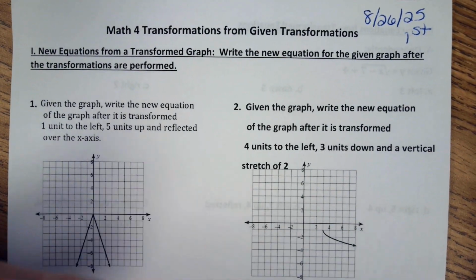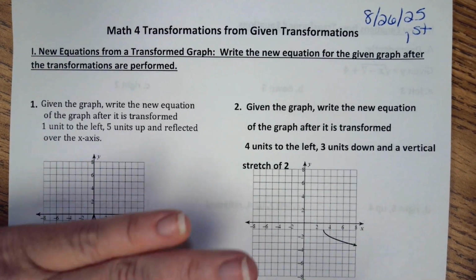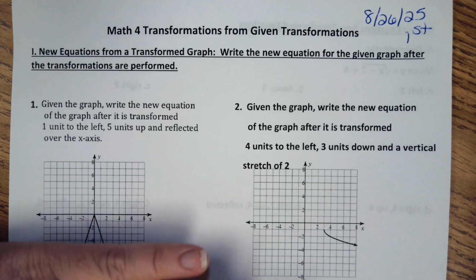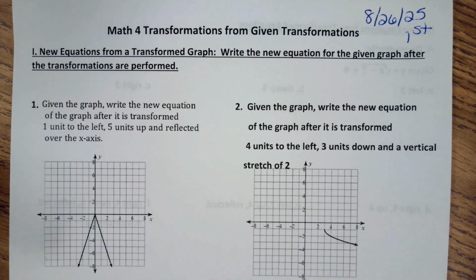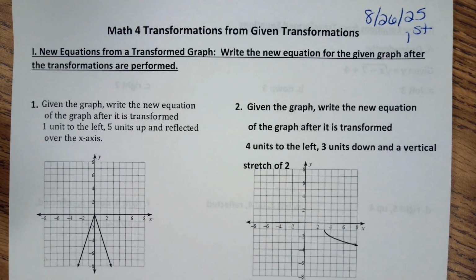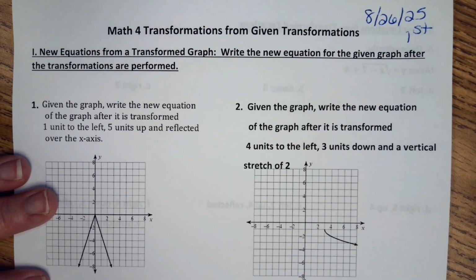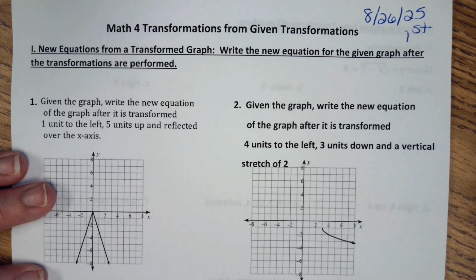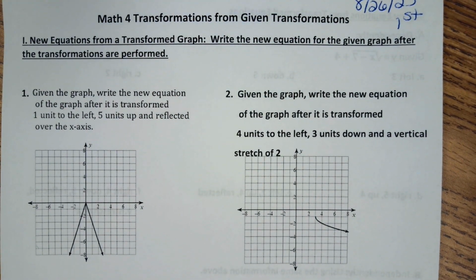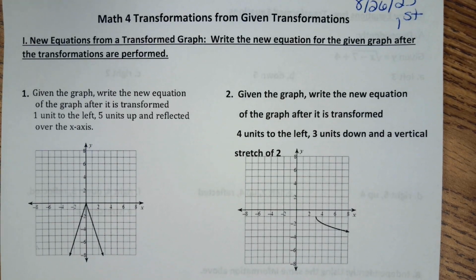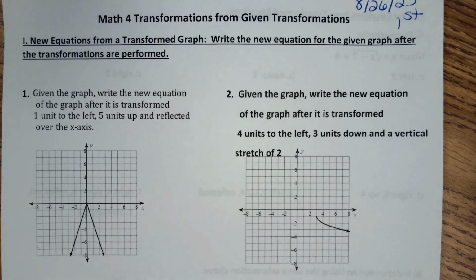So today what we're going to be doing is looking at how to write equations from either a graph after we transform that graph, or from an equation after we transform that equation. All right, so we've spent the last week and a half looking at how to write an equation from the description, write an equation from a graph, or graph it from an equation. But today we're going to do a combination of everything.